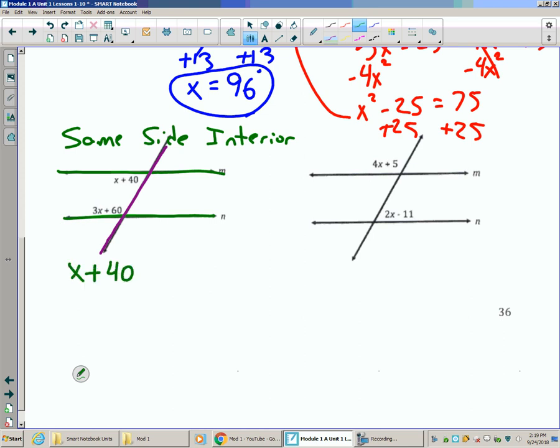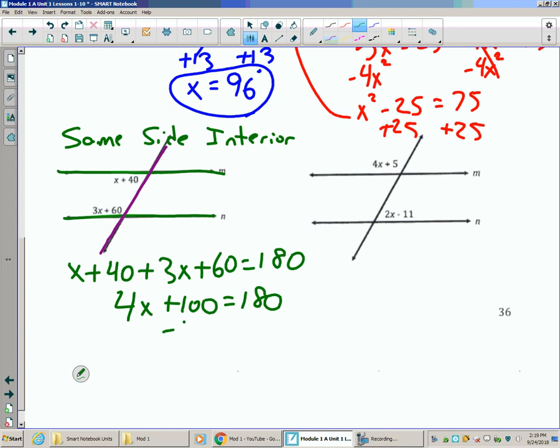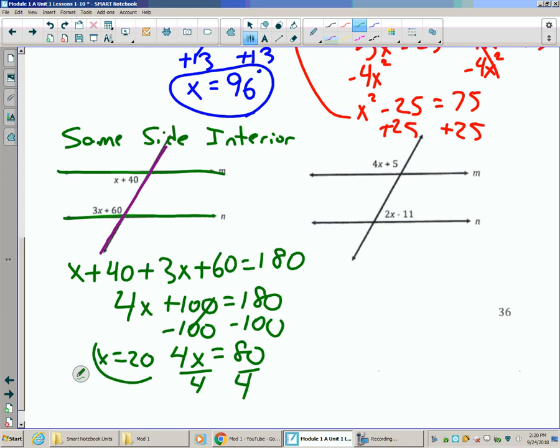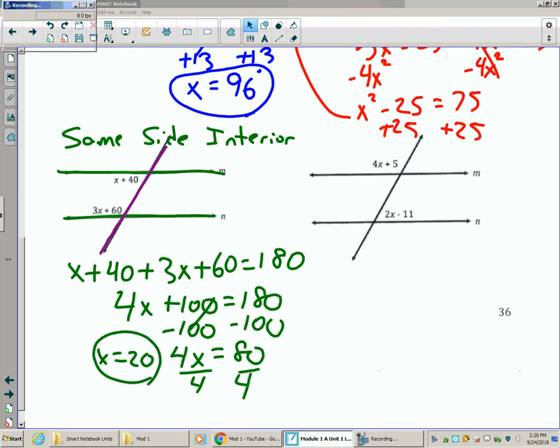So I'm going to add up x plus 40 plus 3x plus 60. Set it equal to 180. And then I'm going to combine like terms. 4x plus 100 is 180. Subtract 100 on both sides. And we get 4x is 80. And then we can divide by 4. And get our answer for this one, x equals 20.